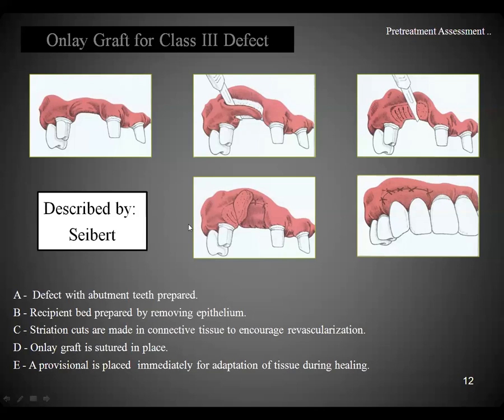After that, we prepare the bed. The bed is prepared as seen in the diagram. Then the striation cuts will be given on the diagram. After that, you place the graft in between and suture.